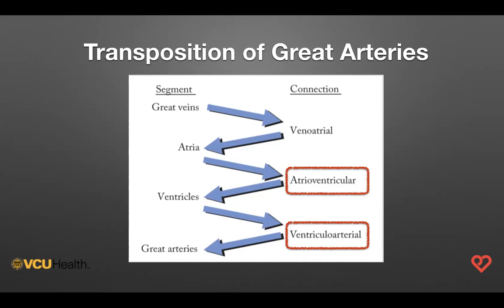So on segments, we have the great veins, which is the SVC, IVC, pulmonary veins. We have the atria, we have the ventricles, and then we have the great arteries, the pulmonary artery and the aorta. How these are connected is what you want to understand.